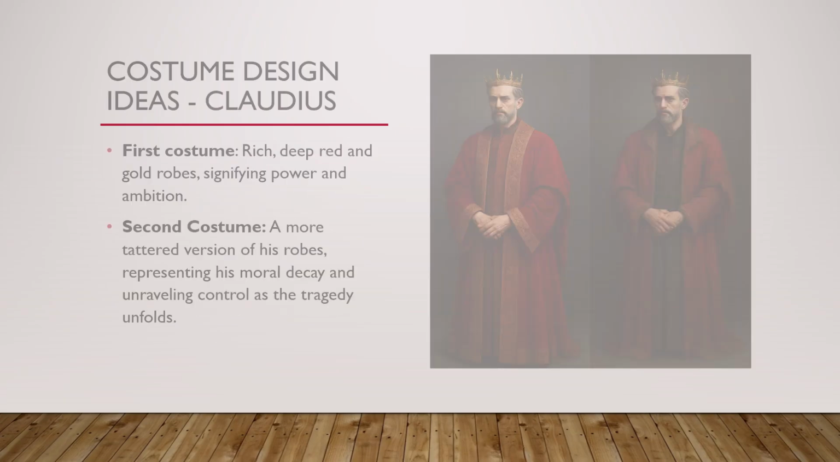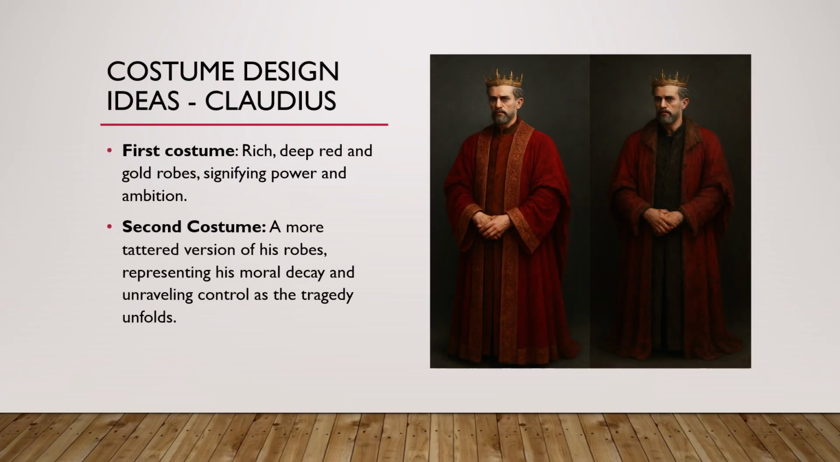We also have Claudius, who is currently, I guess, the king in our story. His first costume is deep, rich red with gold robe signifying power and ambition. So he's all neat, regal, wants to play that role. As time passes over the scenes, it becomes more of a tattered version of the robe. It would eventually represent his moral decay and unraveling of his control as this tragedy unfolds. So he goes from nice, presentable, formal wear royalty would wear to a more disheveled look, because he's under so much influence and power that he just is starting to crumble away and his true self is beginning to show.